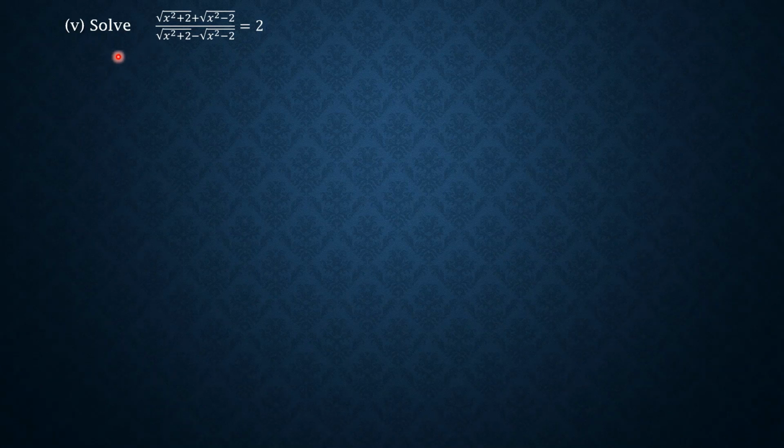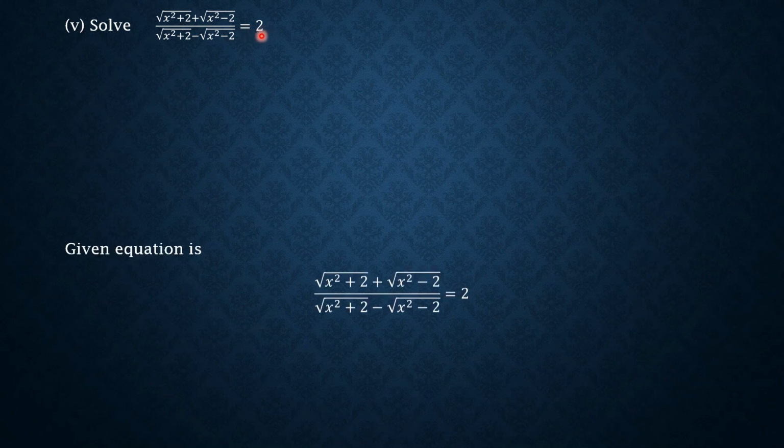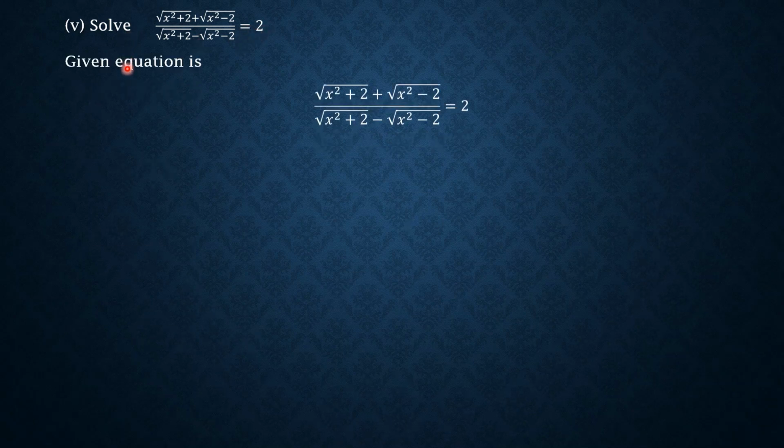Now fifth part of this question, we have to solve square root of x square plus 2 plus square root of x square minus 2 divided by square root of x square plus 2 minus square root of x square minus 2. This all equal to 2. Now come to the solution. That given equation is square root of x square plus 2 plus square root of x square minus 2 divided by square root of x square plus 2 minus square root of x square minus 2 equal to 2.